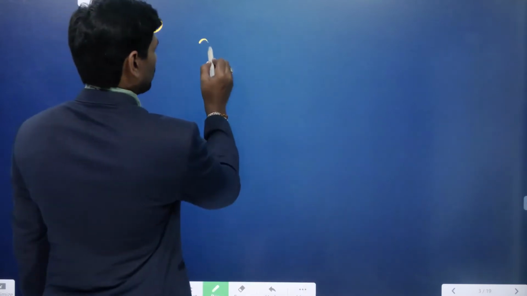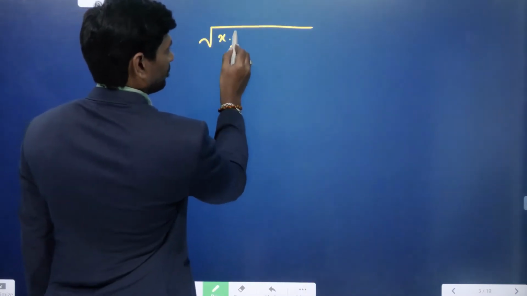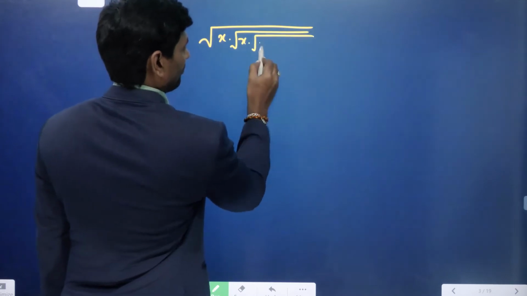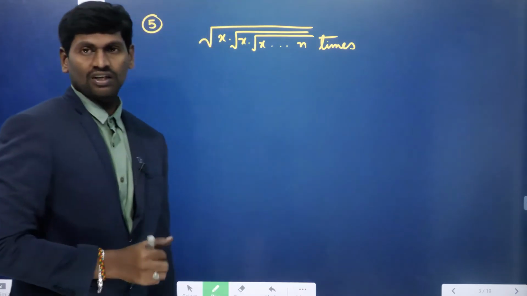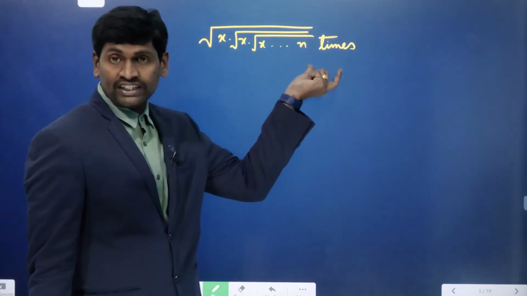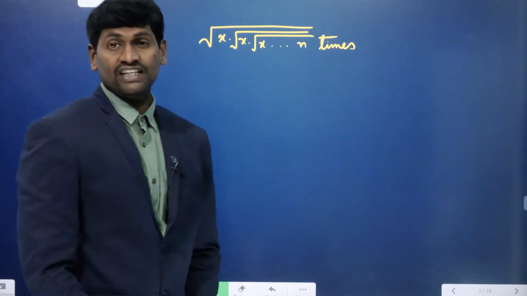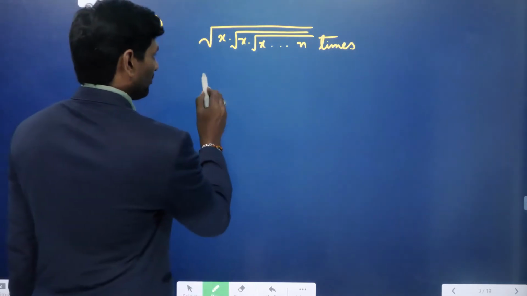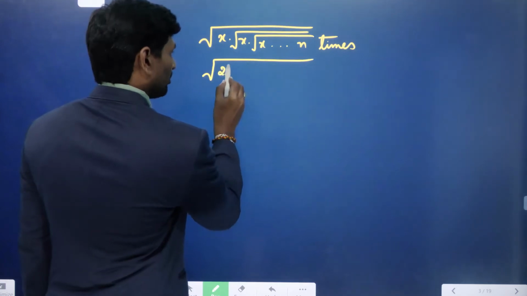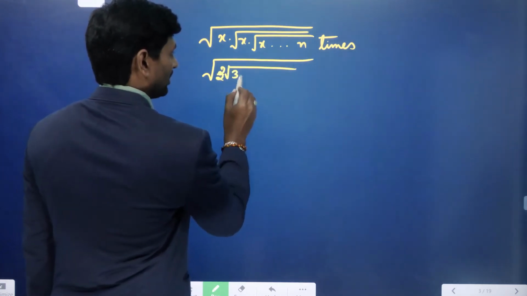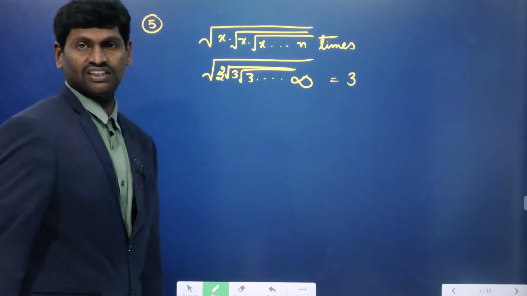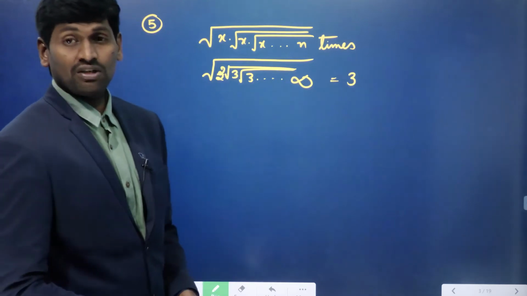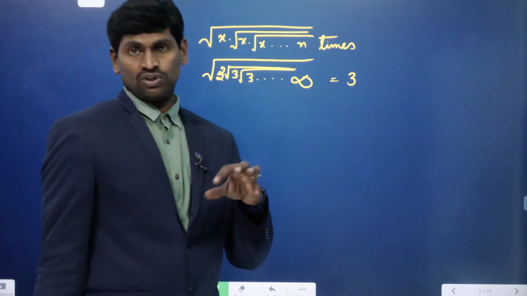If x value is greater than 0, then square root of x into square root of x into square root of x and so on n times. This formula also we have discussed. If it is given up to infinity times, exactly the answer will be x itself. For example, square root of 3 into square root of 3, square root of 3 and so on infinity times, the answer blindly we can say is 3.